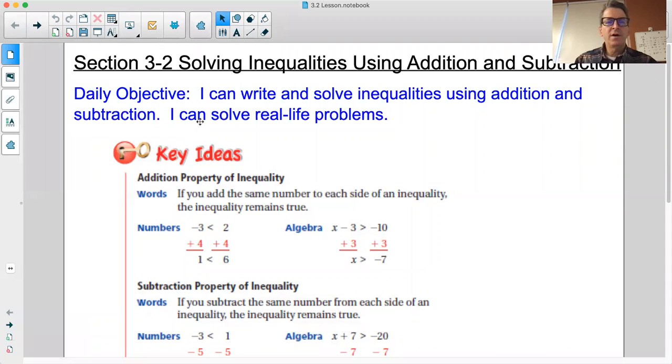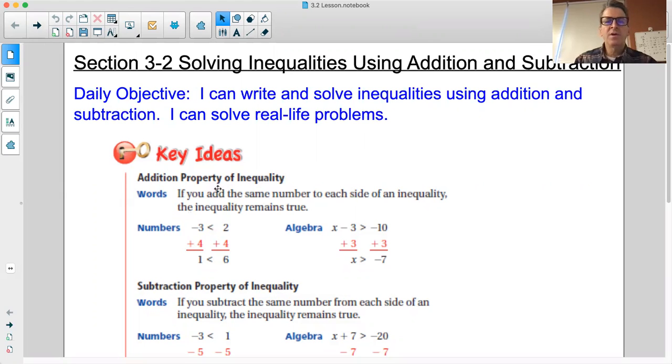All right, so there's two of them today. I can write and solve inequalities using addition and subtraction, and I can solve real-life problems. This is going to be really similar to solving equations, except we're now replacing equations with inequalities. So we have our two key ideas: the addition property of inequality and the subtraction property of inequality.